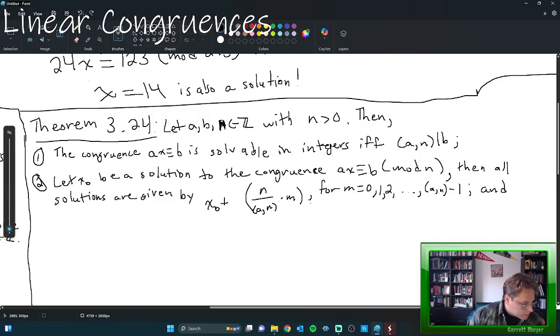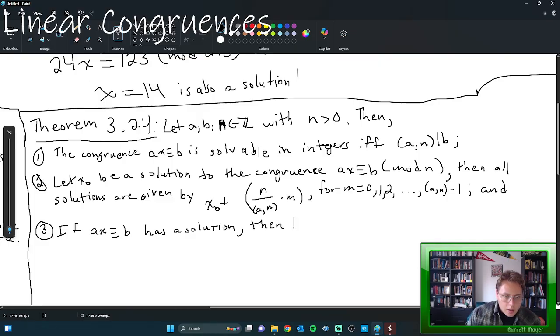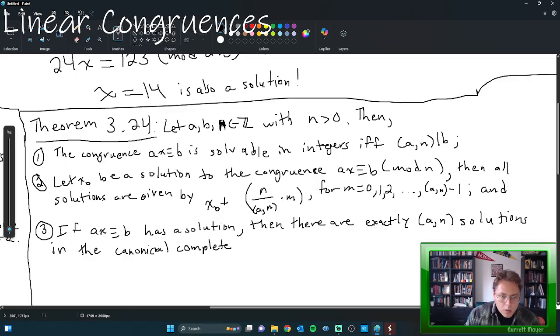And 3, if ax is congruent to b has a solution, then there are exactly GCD of a and n solutions in the canonical complete residue system modulo n.